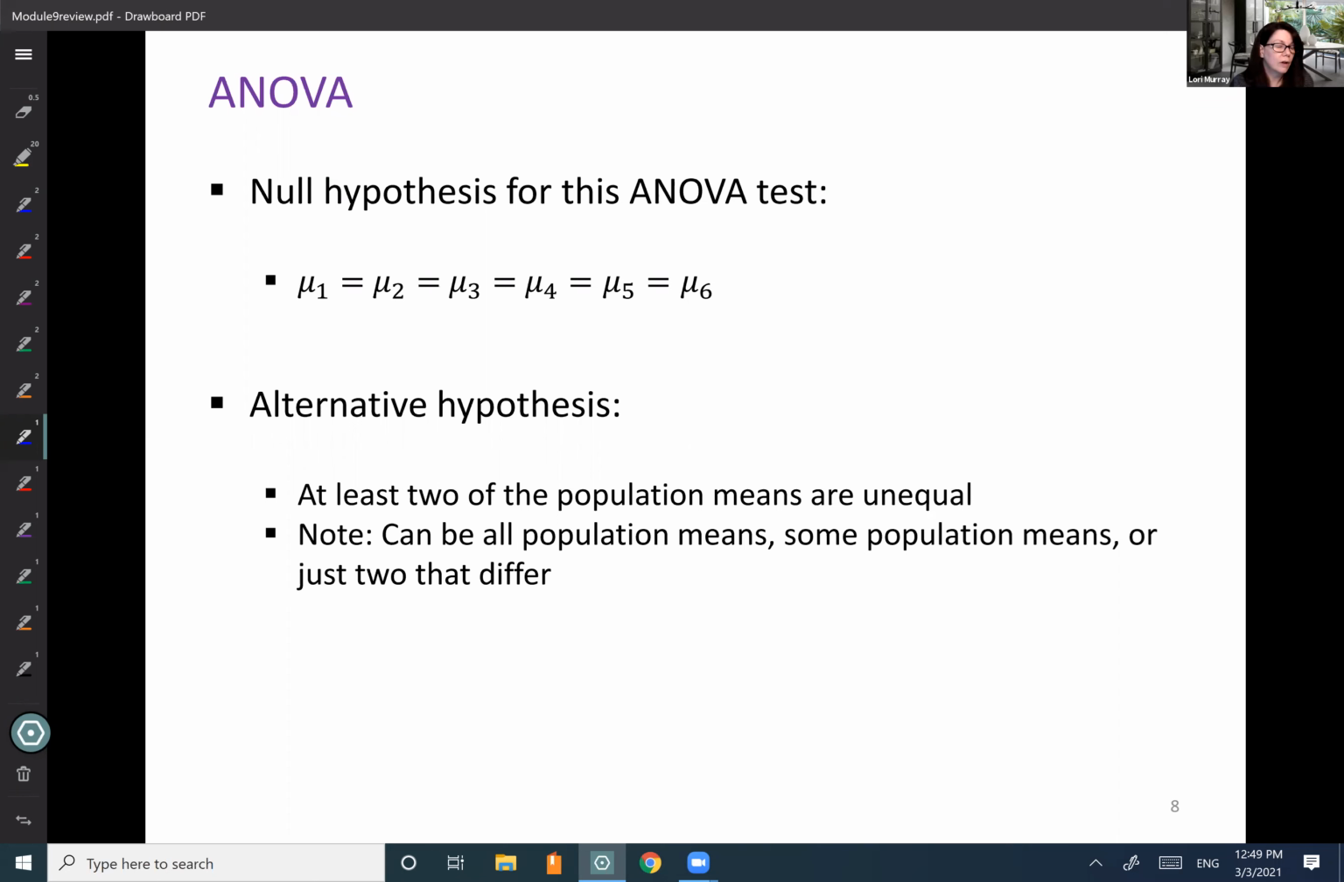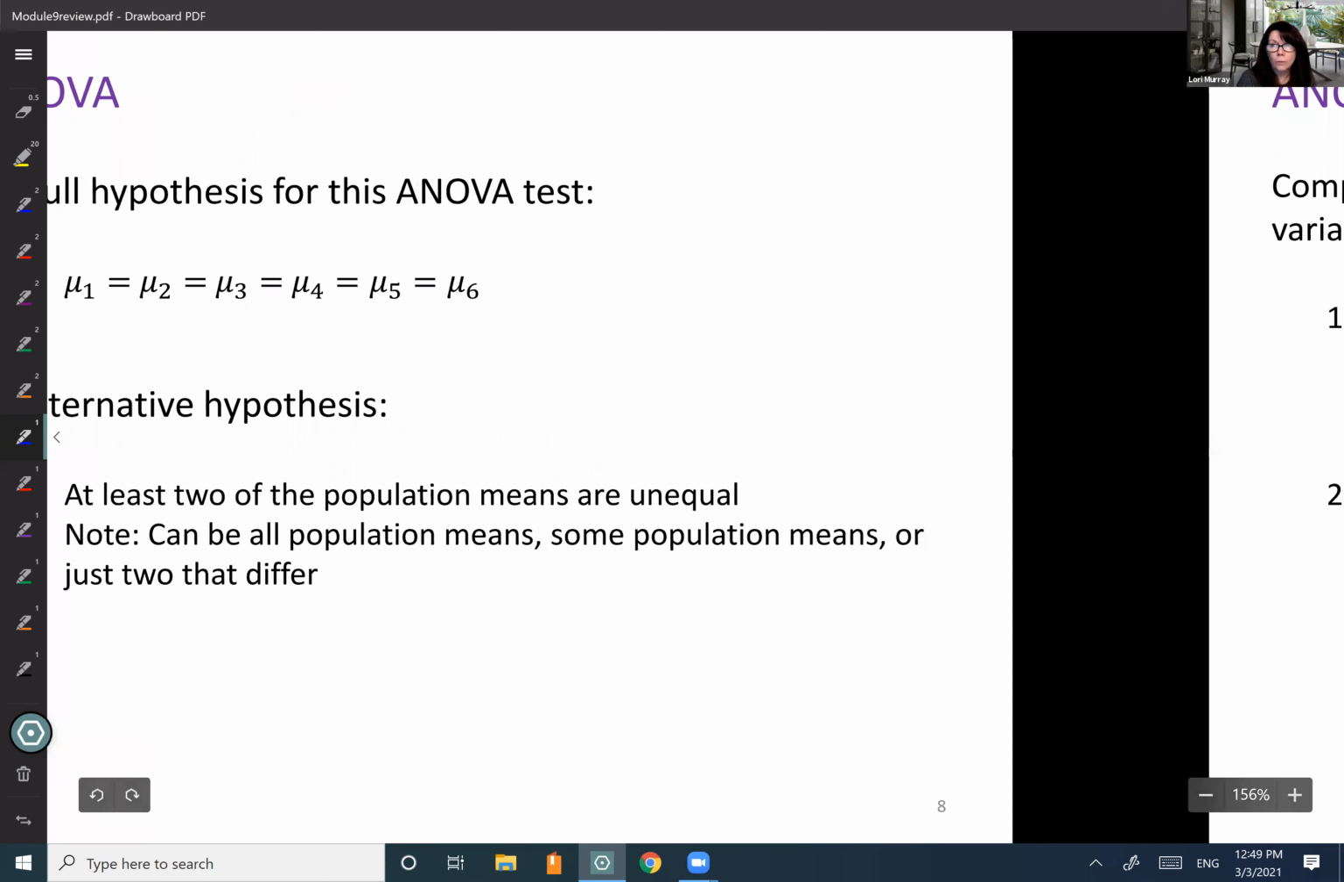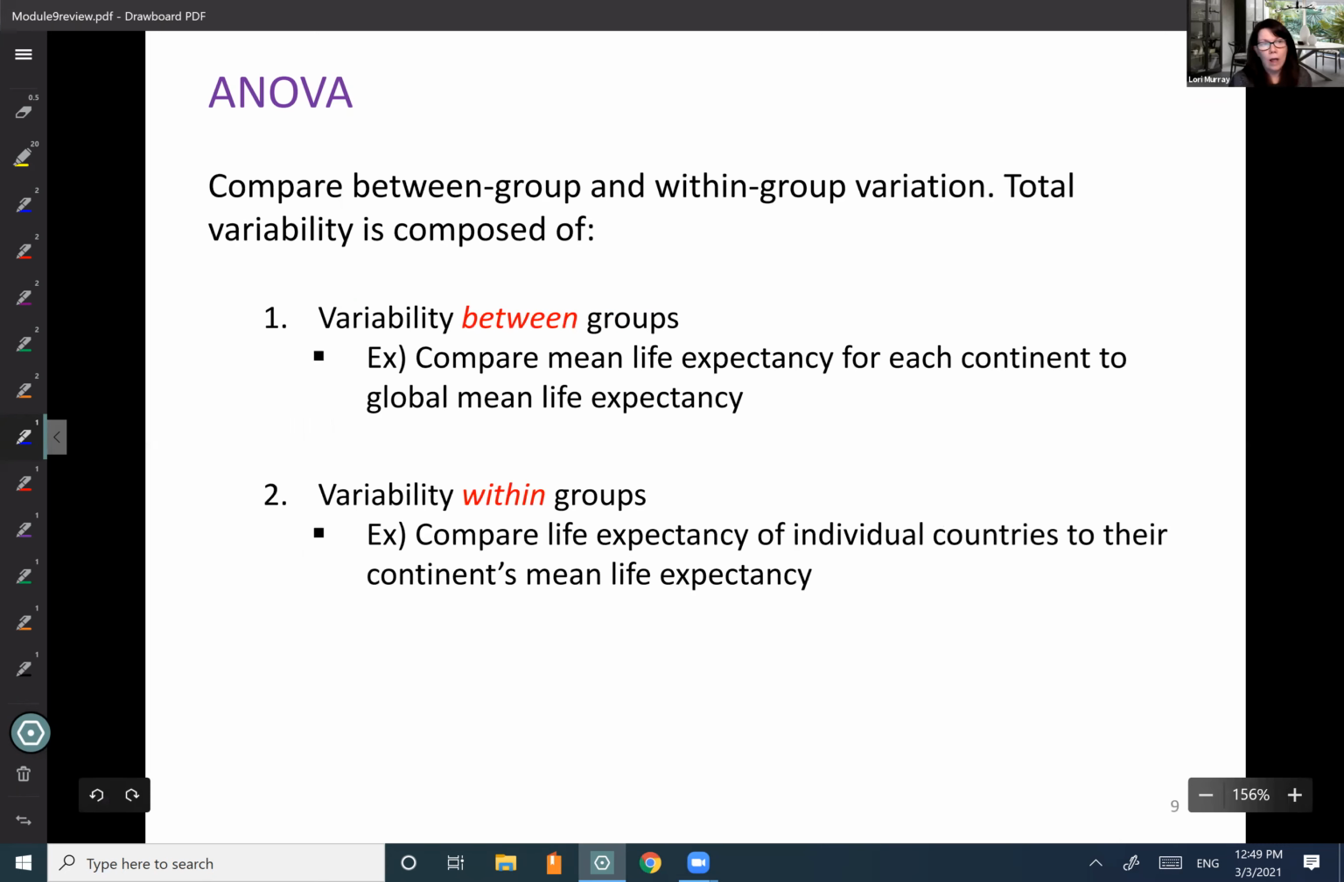So then we can go forward from there and do what is called a multiple comparisons test, which we will see later. But first, the ANOVA. We can conduct the test by comparing the between group and the within group variation. The total variation is comprised of these 2 sources of variability. One is the variability between the groups. For example, we can compare the mean life expectancy for each continent to the global mean life expectancy. The global mean is also called the grand mean or the overall mean.